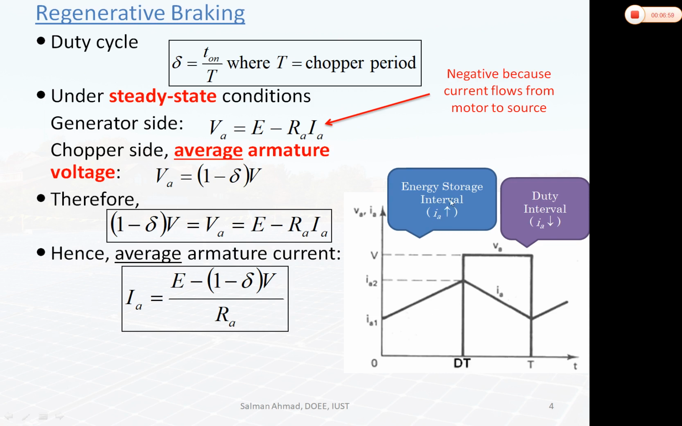So here you can see that in this interval the Ia is increasing linearly, and once the switch is off, the energy is delivered from the inductor to the source, so current is decreasing linearly.